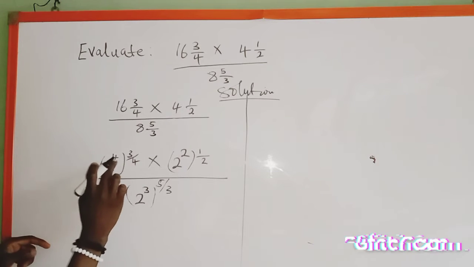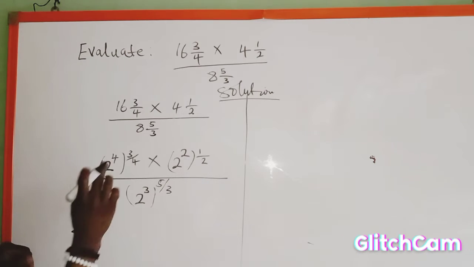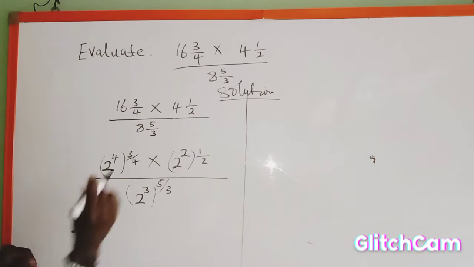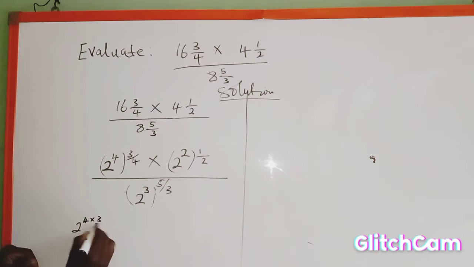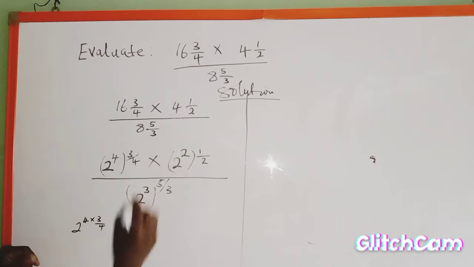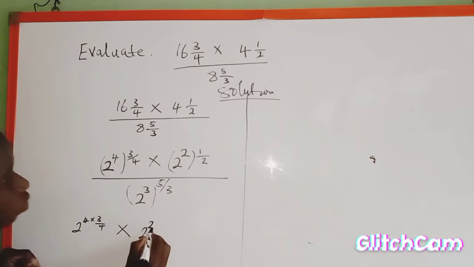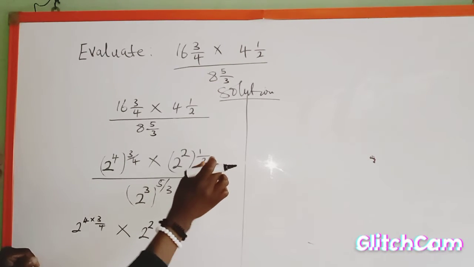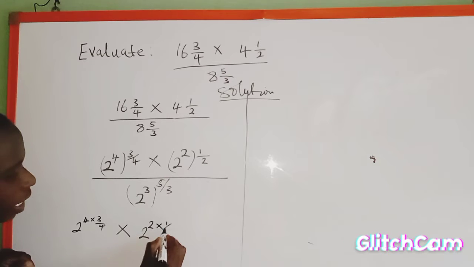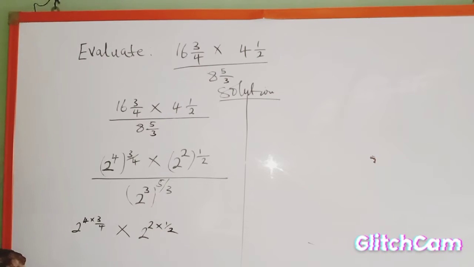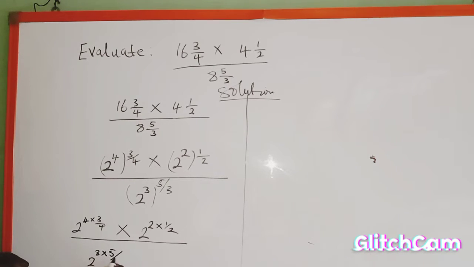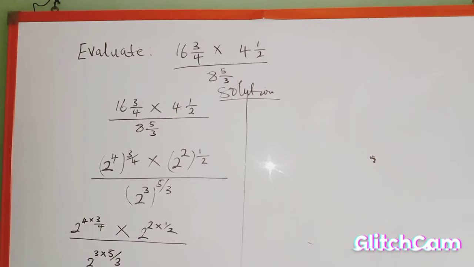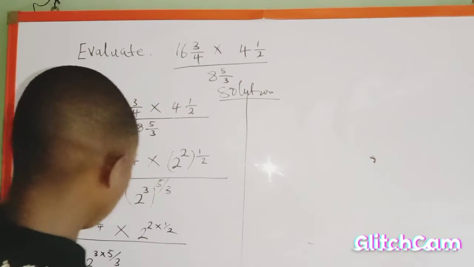This is 2 to the power of 4, then I multiply the powers together, 3 over 4. Multiply by 2 raised to the power of 2, and this is raised to another power of 1 over 2, then I multiply these together. Then over, this is 2 raised to the power of 3 multiplied by 5 over 3. So let us go further and simplify this.